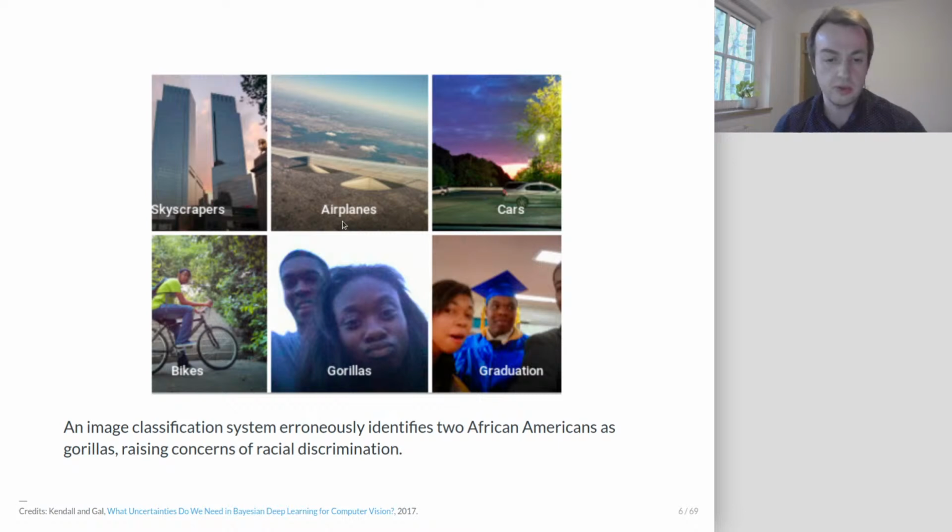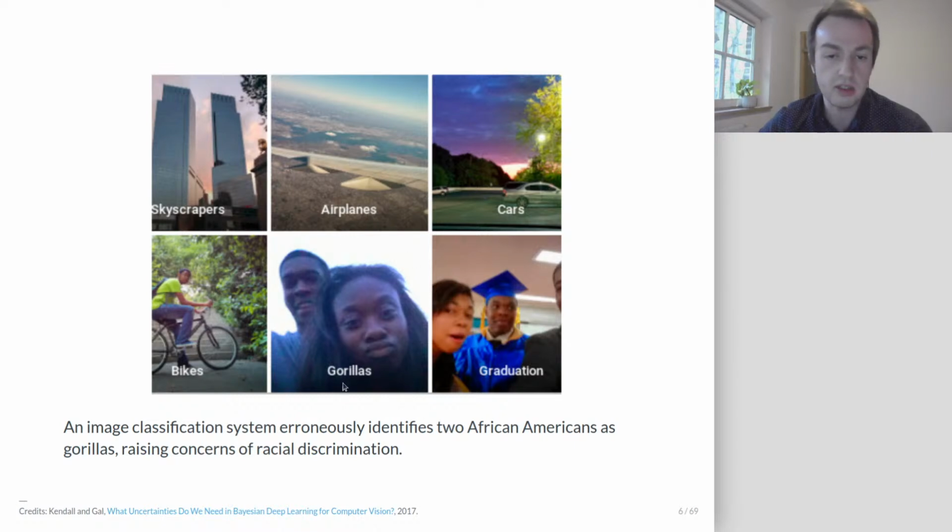Another use case, which unfortunately Google is quite famous for. In an older version of one of their image classification systems, which was just a naive and maybe innocent application of a classifier, where you just present images as input and what you want as output is a category, what happened is that, for example, this image, skyscrapers, were correctly identified as skyscrapers, the same for airplanes, cars, and so on.